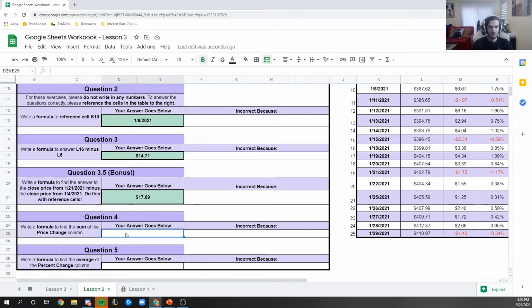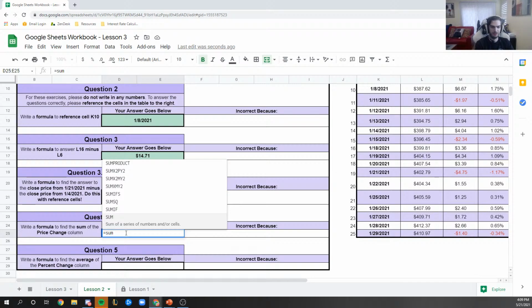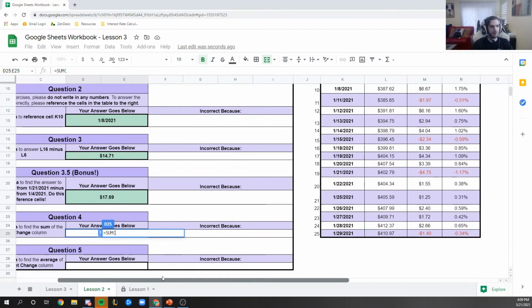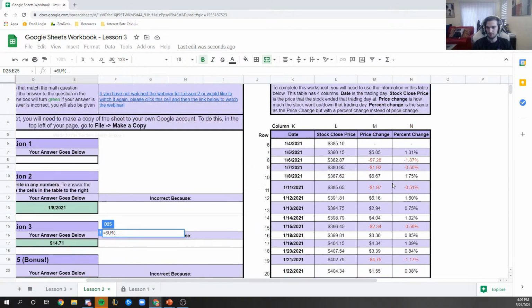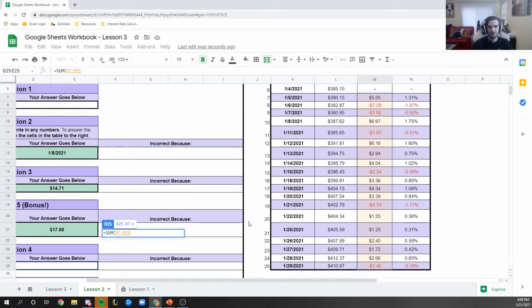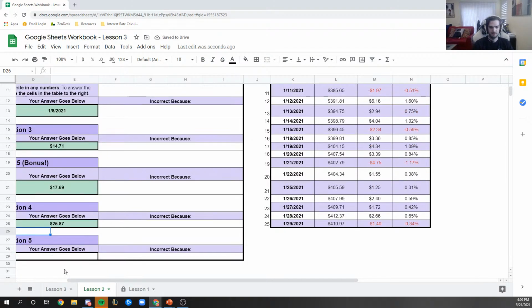Then for the formula, we're going to type out SUM. Capitals, lowercase, doesn't matter. Capitals is the proper way to do it. And then we want to find the sum of the price change column. All you need to do, click and hold on the first and drag all the way down to the last. Put our close parenthesis, and that gives us our answer.